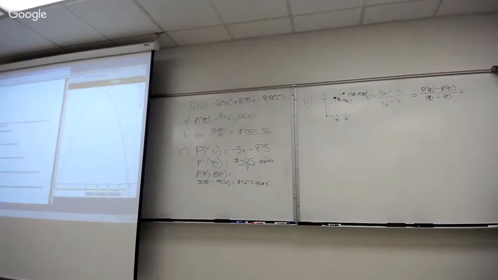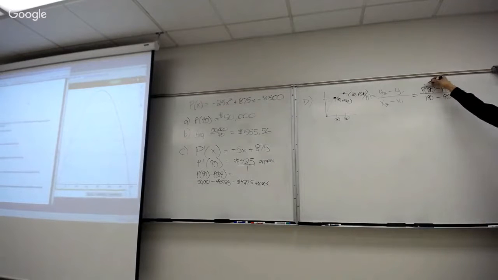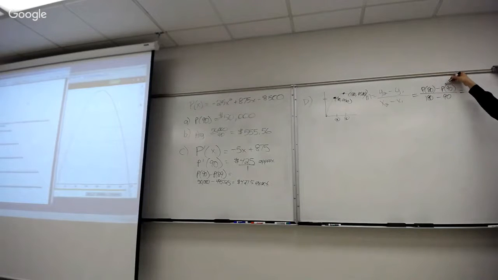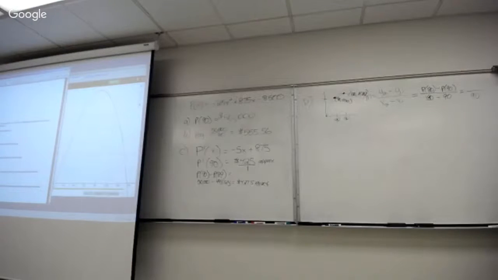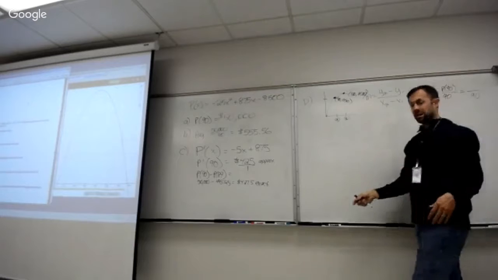So much so that in the future, you might even just find yourself writing that down directly. You're like, oh, I need to find the slope between 90 and 180. You know that you just write it down like this: the function at 180 minus the function at 90. And so now I know my denominator is simply 90. And now you can use your calculator to calculate the rest.